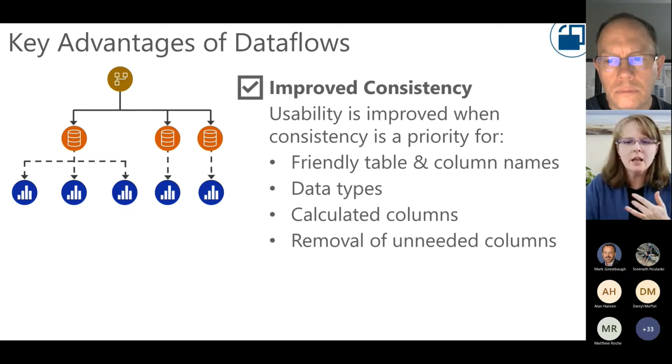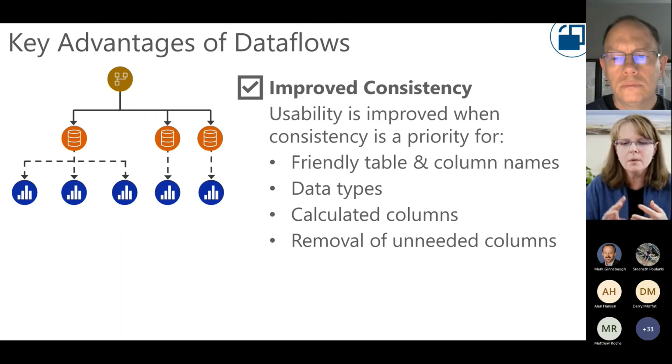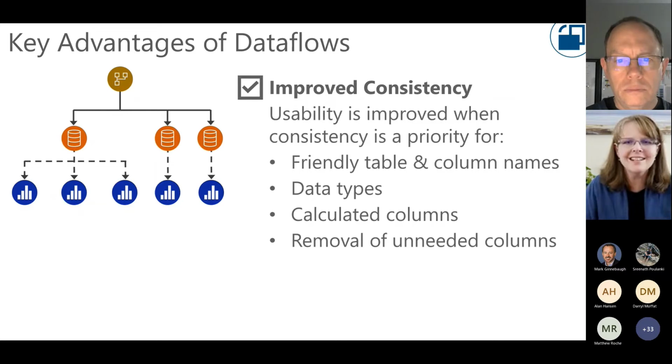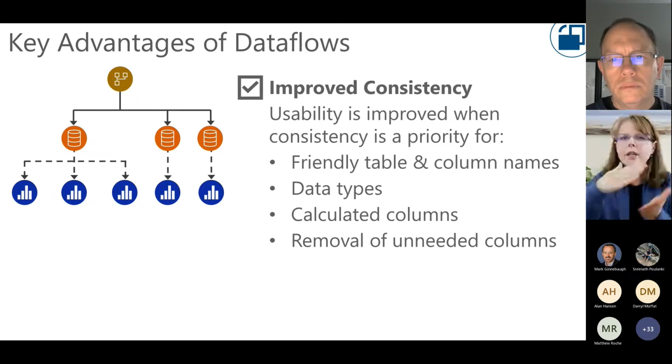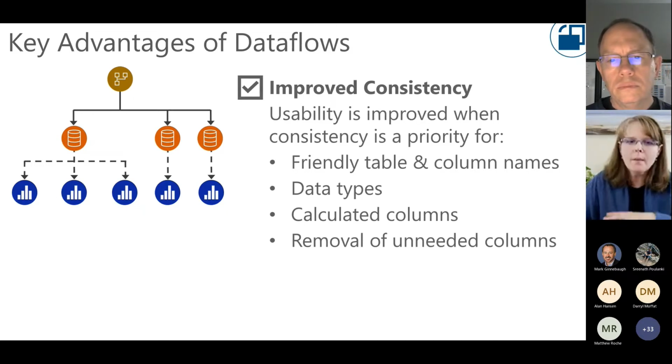So friendly names, assigning the data types, if you do use some sort of calculated column, removing what you don't need, right? Of course, we can't do measures. It's not a data model. So those sorts of magical measures don't go in here. But what we can do in the columns and the rows, put them into the data flows where you can.